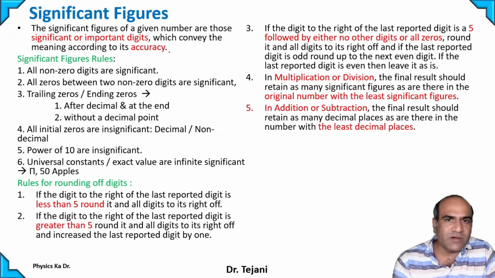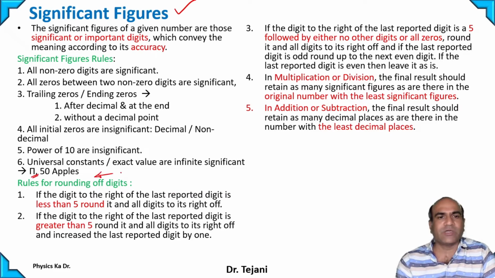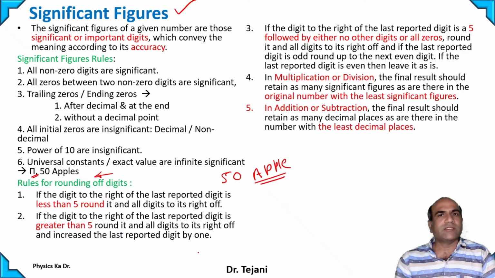And these significant figures are applicable when there is some doubt, some uncertainty, when you have some error in the result, right? But pi is the exact value, where this rule is not applicable. If I say 50 apples are required to purchase, 50 apples is the exact value. There is nothing to worry about.